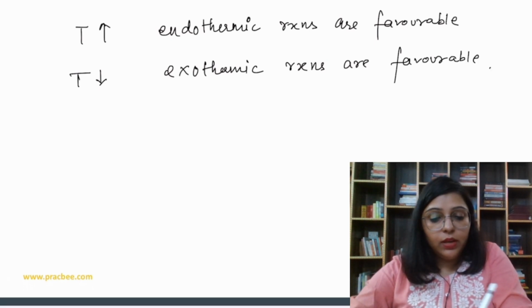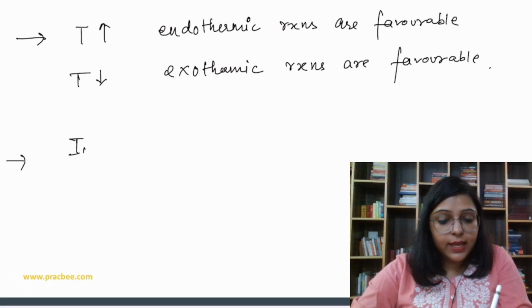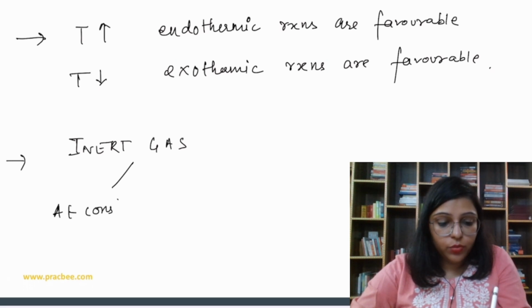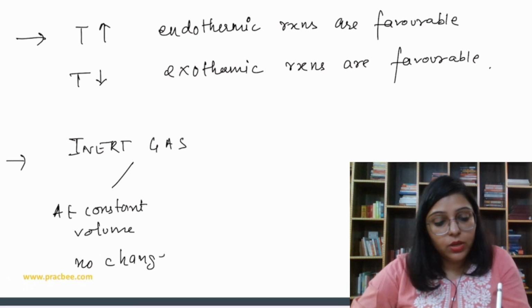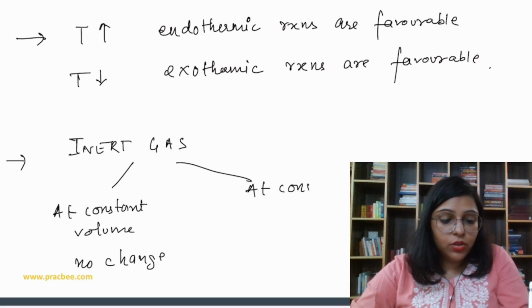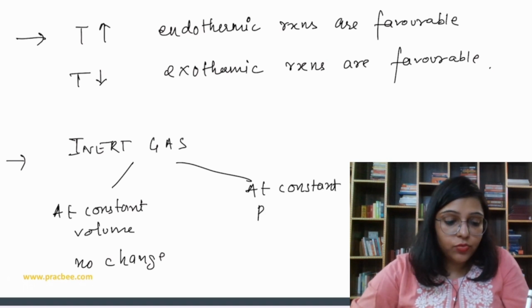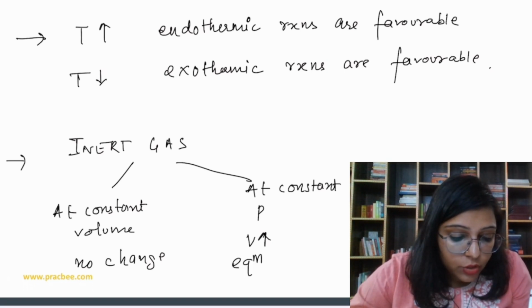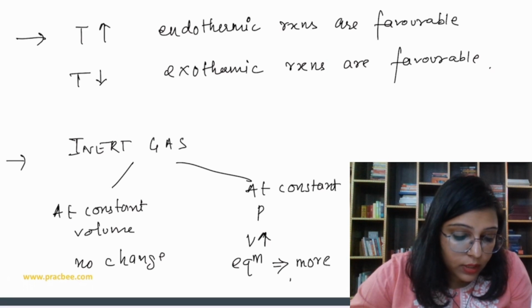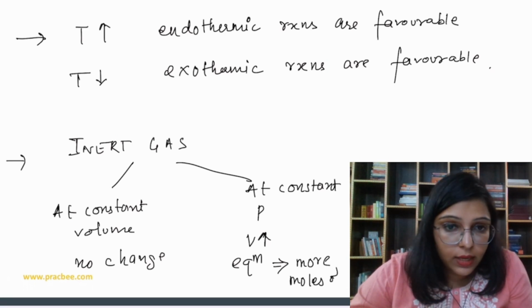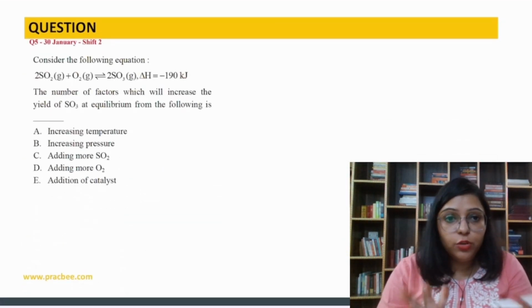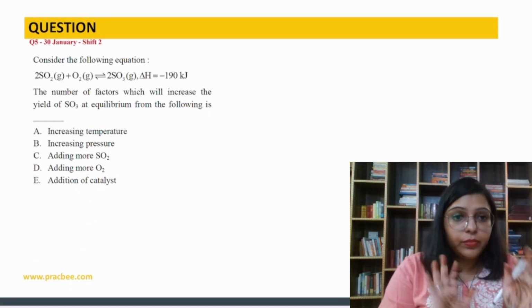Okay. Now, the last concept over here, inert gas addition. So, if inert gas is added at constant volume, then no change. Nothing will happen. If you add inert gas at constant pressure, then on adding inert gas, volume increases. And if volume increases, then equilibrium shifts to that direction where there are more moles of gases. Clear? More moles of gases. That's it. So we have to use these concepts in order to solve the upcoming questions.